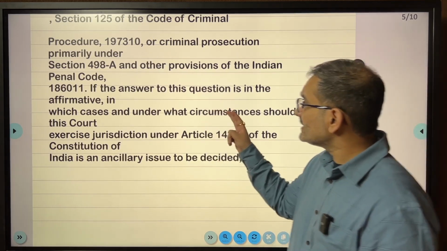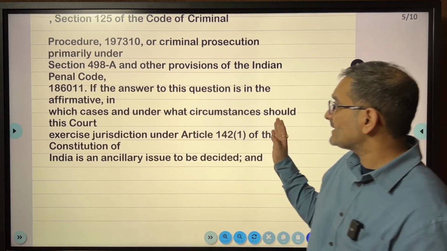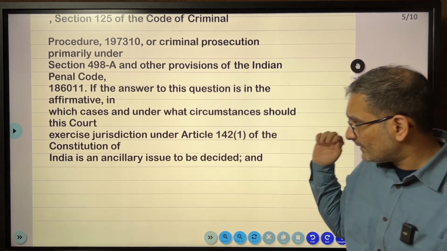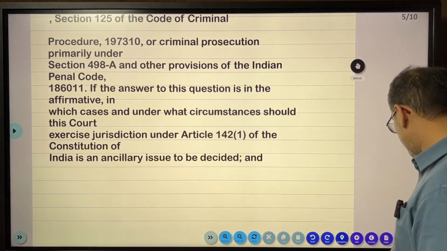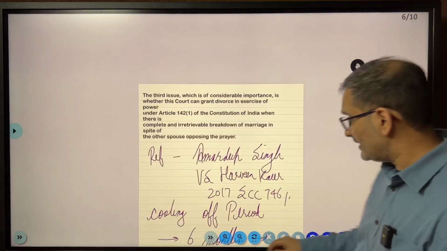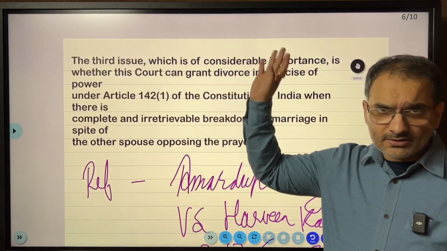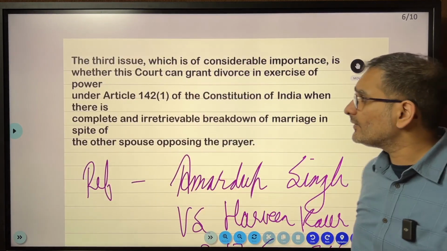If the answer to this question is in the affirmative, in which cases and under what circumstances should this court exercise jurisdiction under Article 142? So, here, the Constitution of India is an ancillary issue to be decided. And they said the third issue. So the first issue has been declared. We have understood what 142 really is.